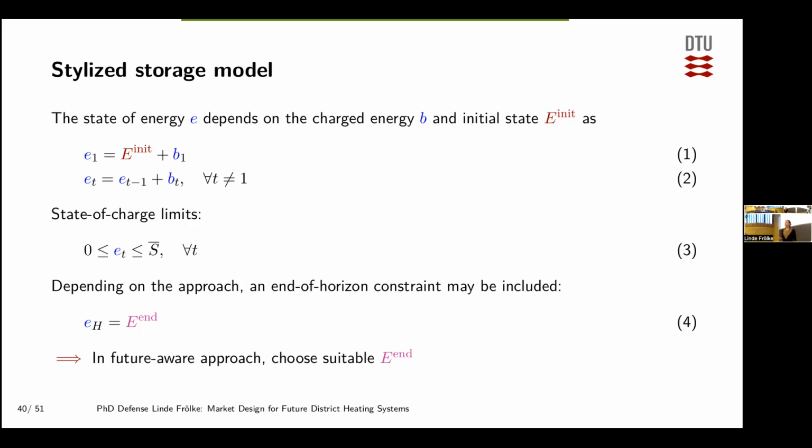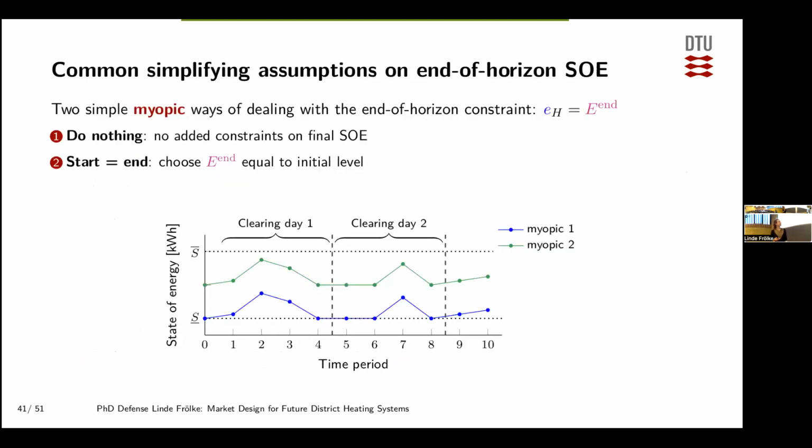Depending on the approach, one may also include an end of horizon constraint that we here formulate as setting the final energy level in the battery to a fixed constant, E end, that is chosen by the market operator. In the future-aware approach, you would choose some suitable value of this E end based on information about the future. However, in a more myopic approach, there are two main ways of dealing with this end of horizon constraint that we see in the literature.